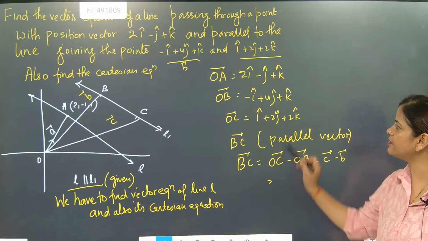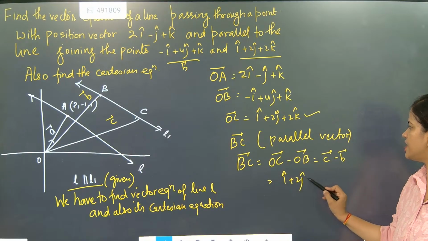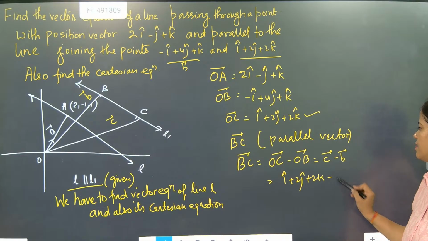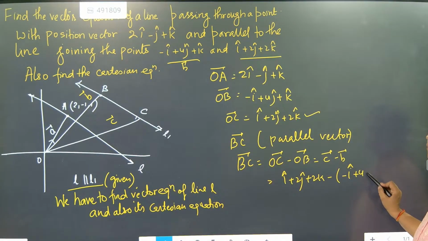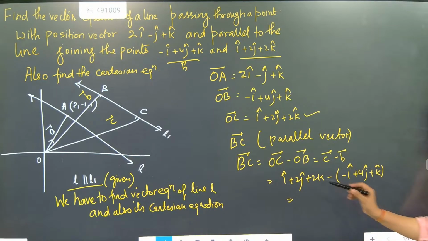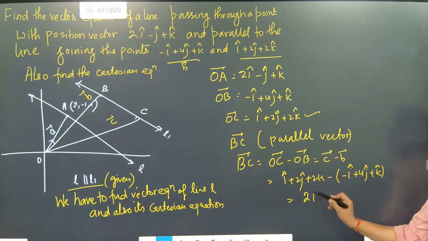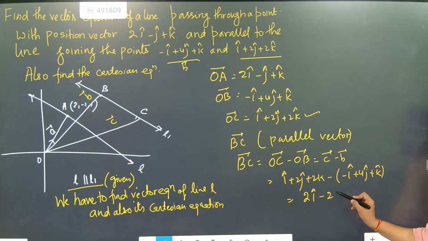So what is C vector, beta? It is i plus 2j plus 2k minus B vector, which is minus i plus 4j plus k. So this is coming as i minus i plus i, because minus into minus will become plus. So i plus i will become 2i. Now 2j minus 4j is minus 2j, and then 2k minus k will become k.